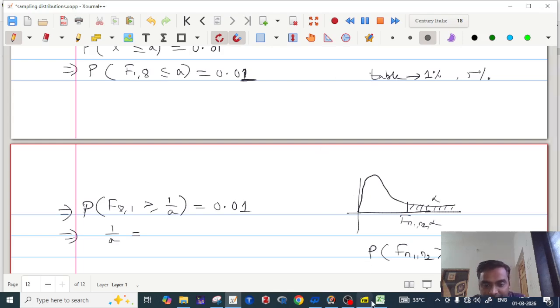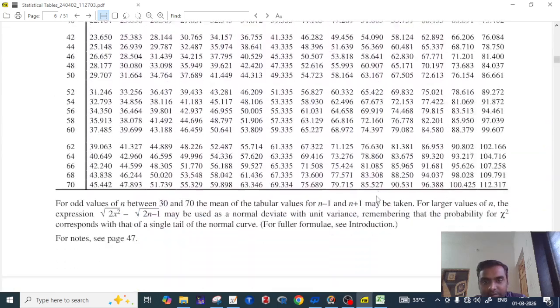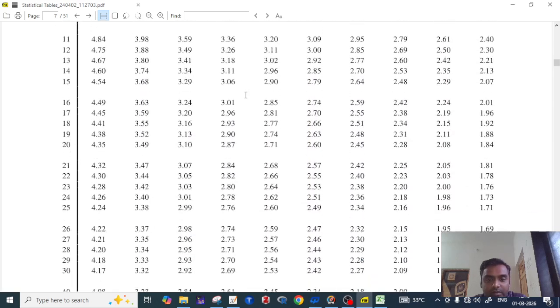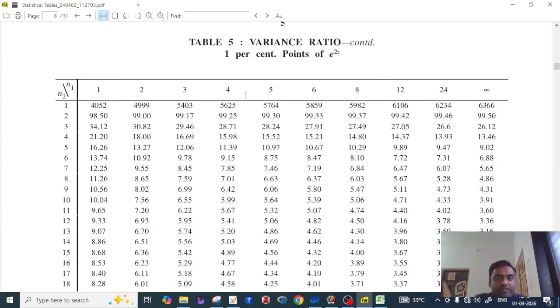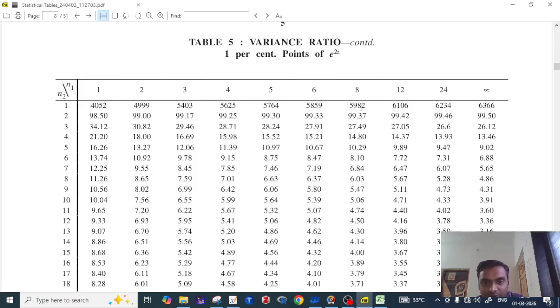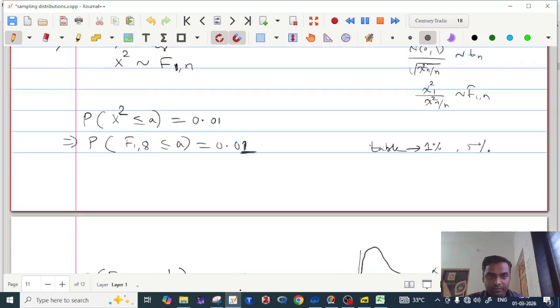Then look at the 1% table. Which are the F tables? This one is for T, this one for chi-square, and this is your F variance ratio. This is for 5% and this is for 1%. See this, here it is mentioned 1%. Here these are n1 and n2. We need n1 is 8, n2 is 1. So the answer is 5982, 1 upon A is 5982, which implies A is equal to 1 upon 5982. So we found A.